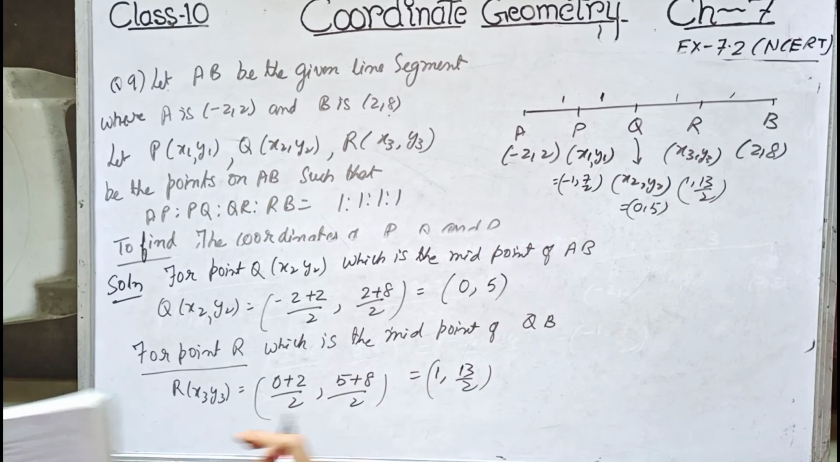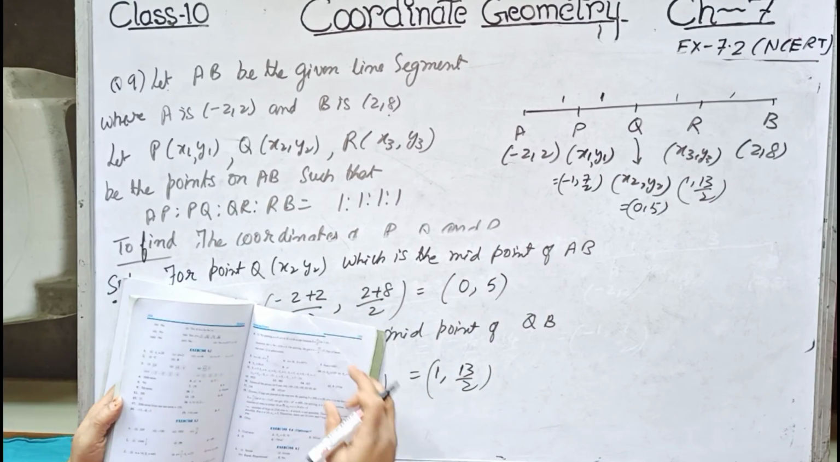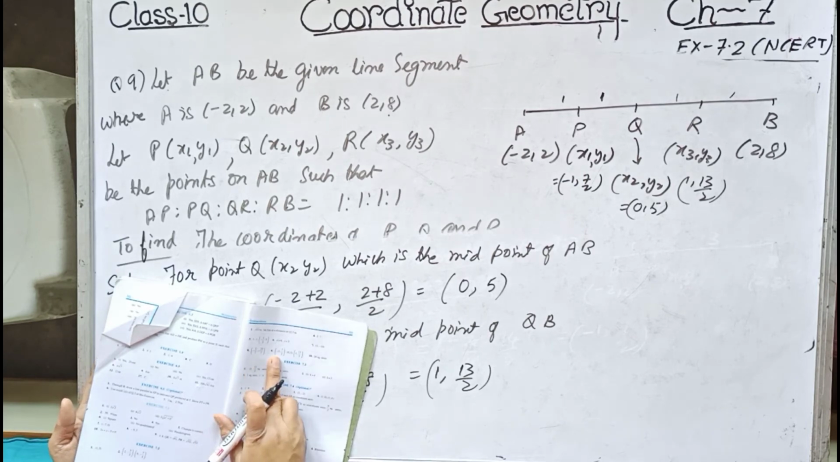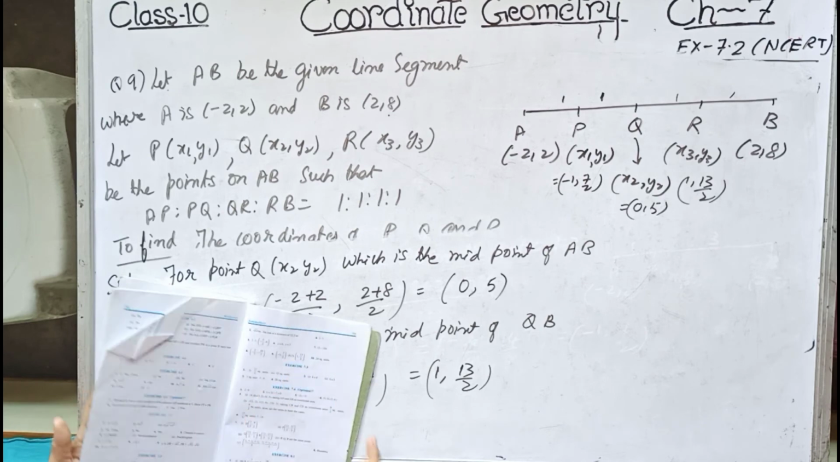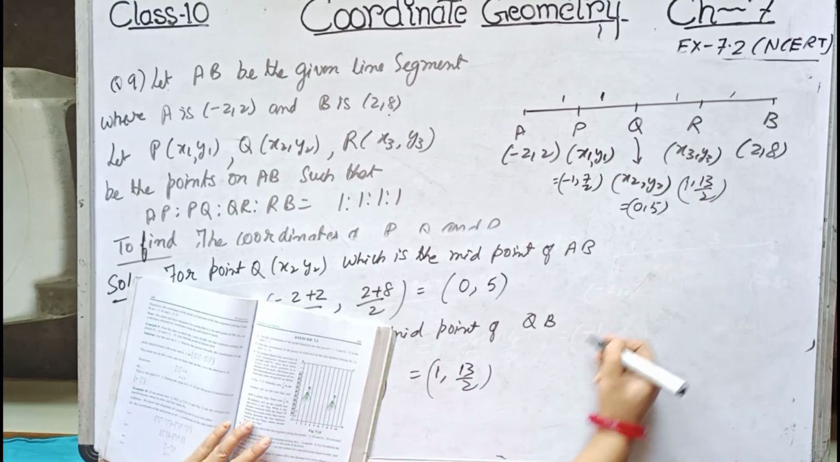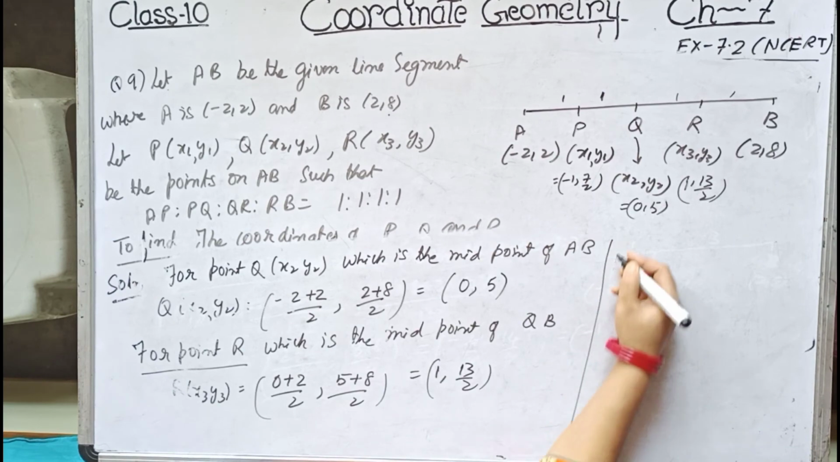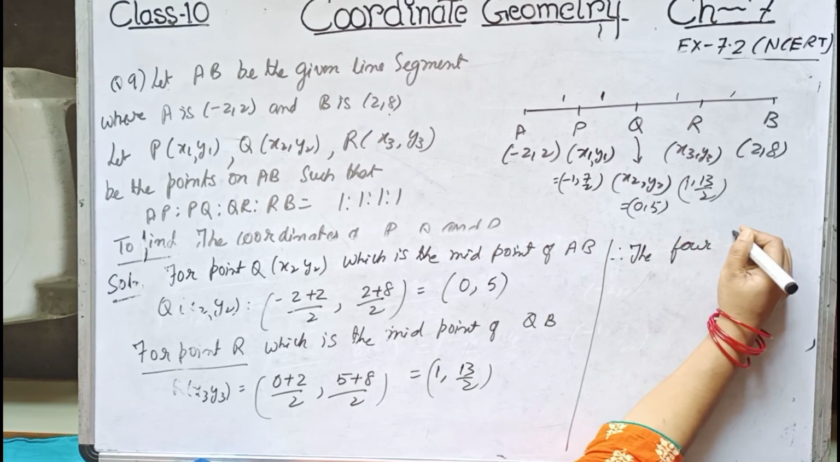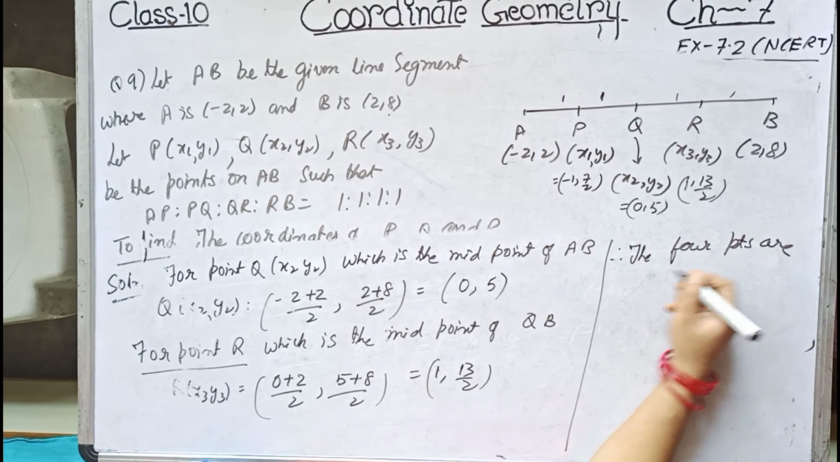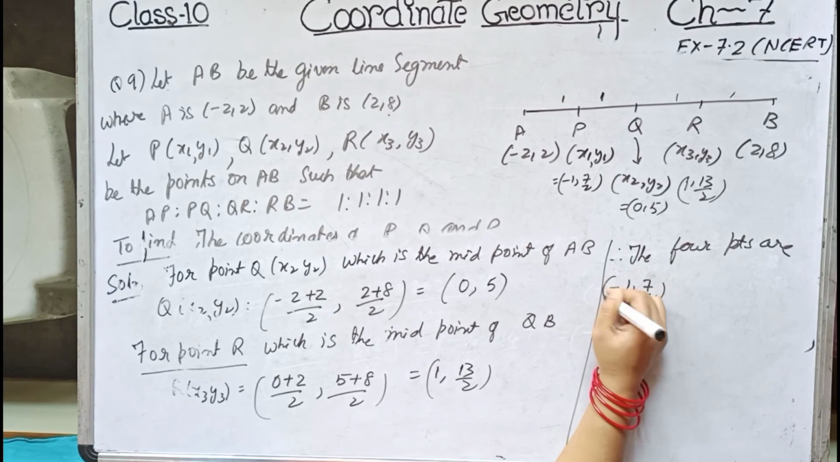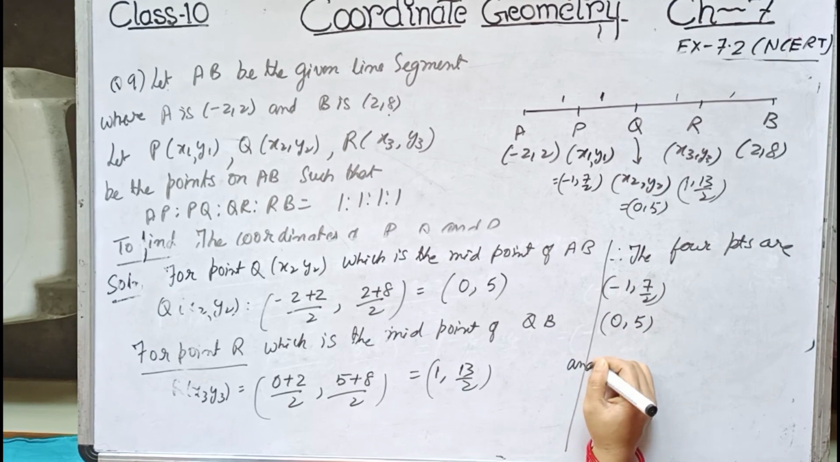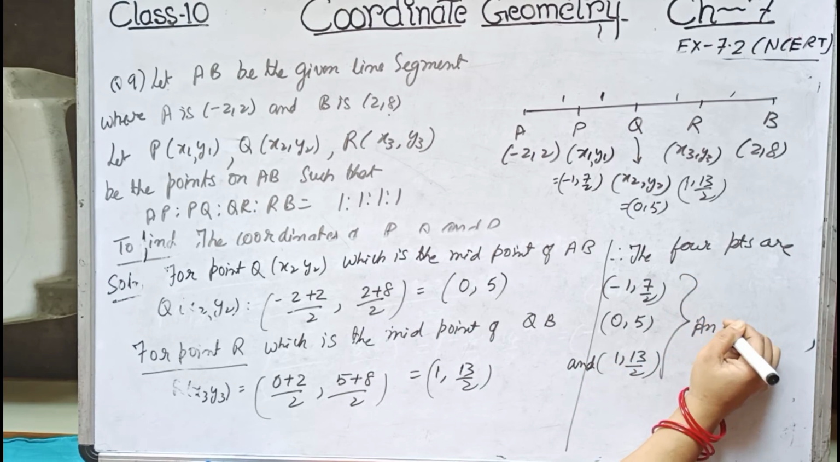Let us once see the answer. Question number 9: -1, 7 by 2; 0, 5; and 1, 13 by 2. Yes, absolutely correct, and hence this is the answer. Therefore the 3 points are (-1, 7/2), (0, 5) and (1, 13/2), and this is the answer.